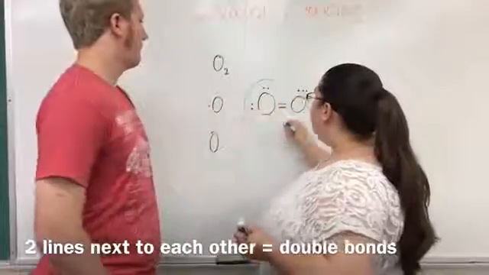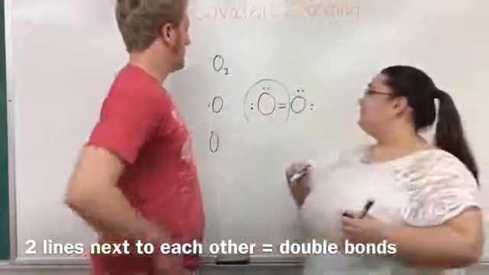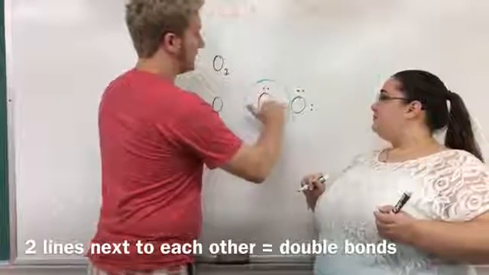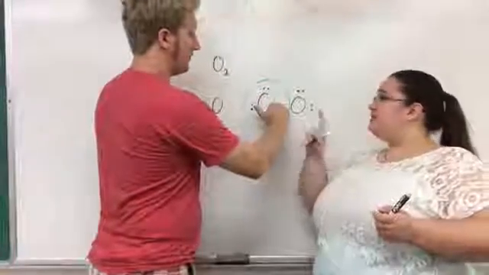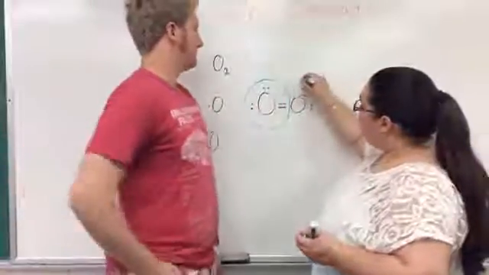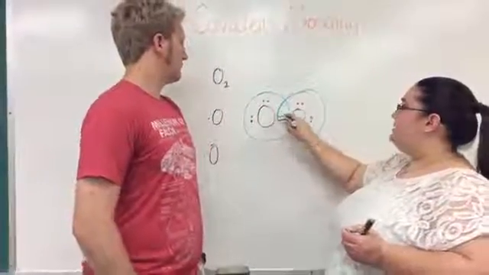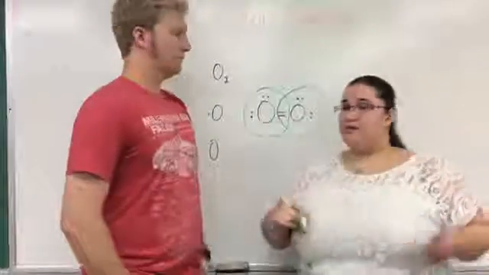So if we count this, 1, 2, 3, 4, 5, 6, 7, 8. Exactly, because each line counts as 2. And this one gets 8 as well. 1, 2, 3, 4, 5, 6, 7, 8. So everybody's happy.